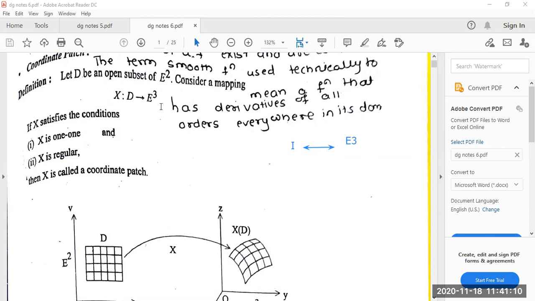Here again, I hope you remember that a curve alpha is said to be regular if alpha dash of t is not equal to 0. Here also, what is the definition of a coordinate patch? First, X is 1-1, second, X is regular. What is the meaning of regularity for the curve alpha? Alpha dash of t not equal to 0.